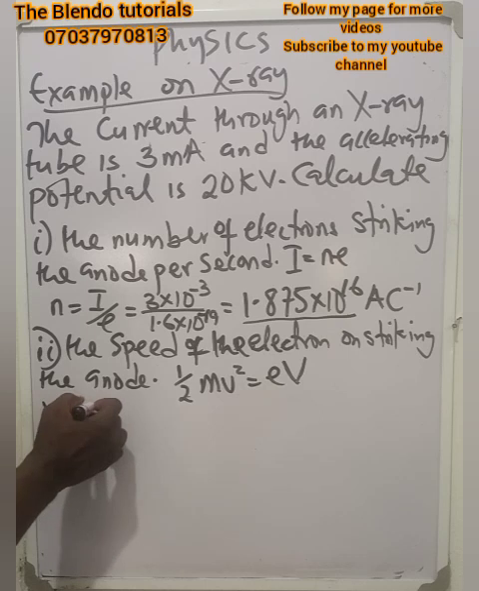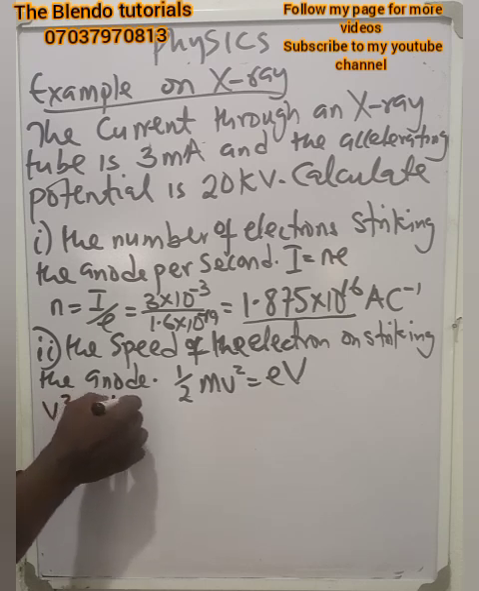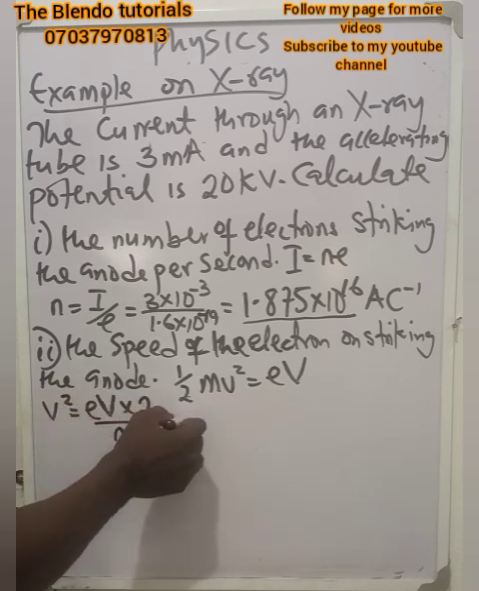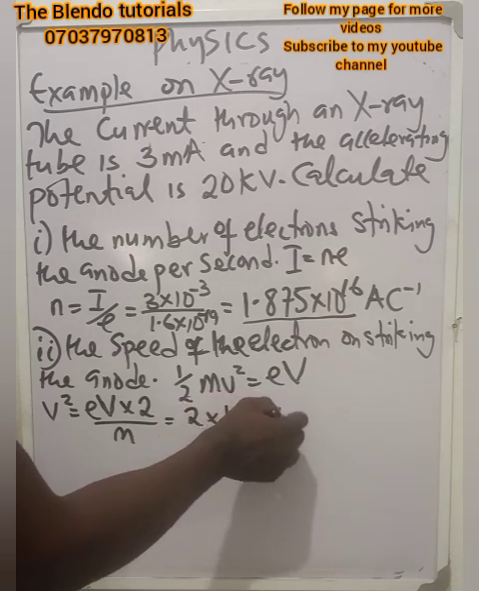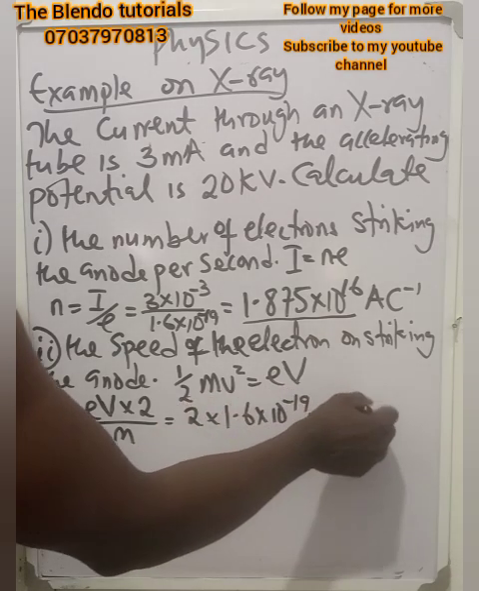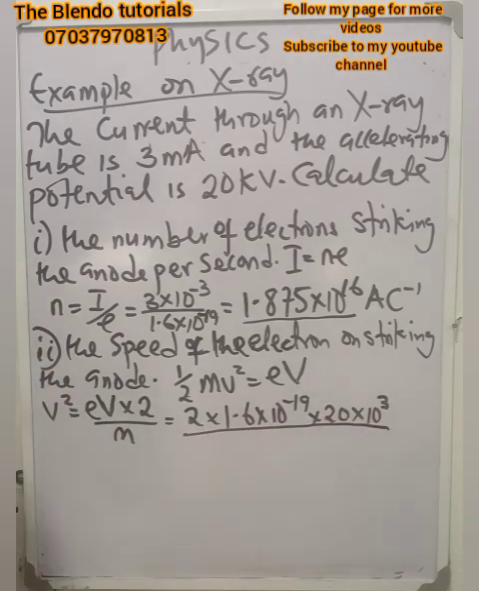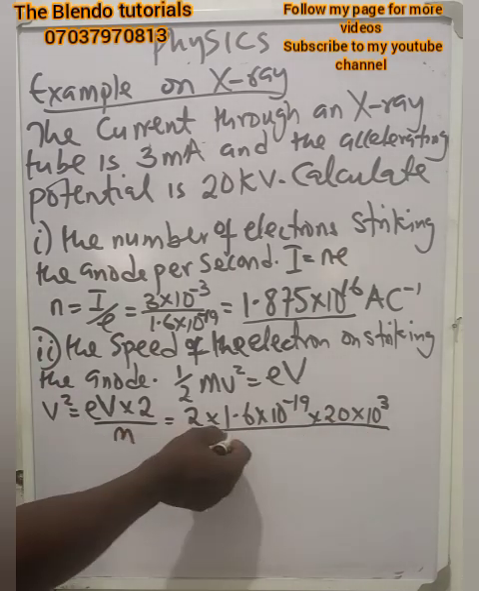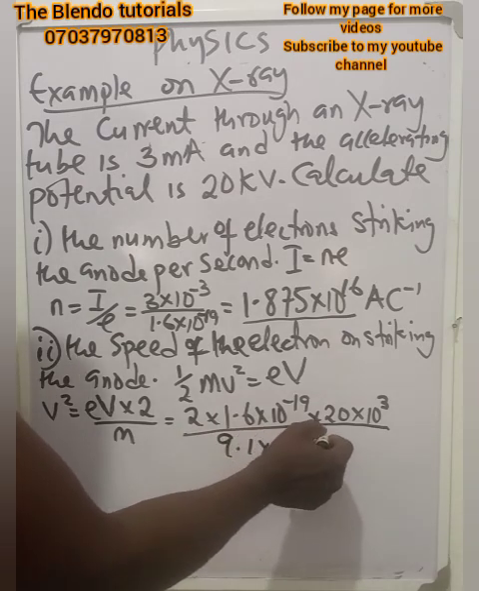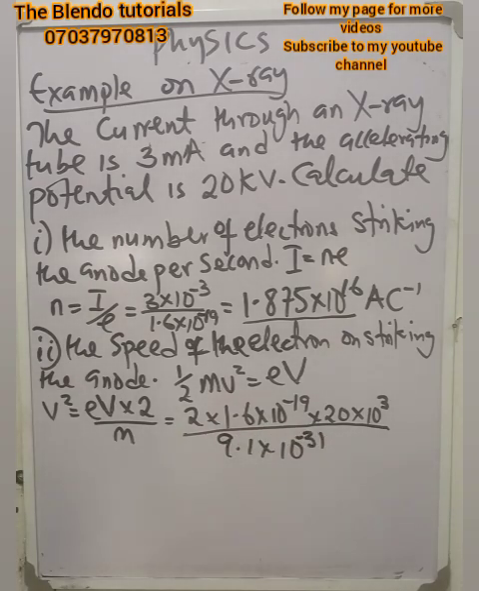Then the speed of the electron on striking the anode is given by half mv squared equal to eV. This is a very important formula you need to know. Make v squared the subject, just like the previous question. Then 2eV over m: you substitute 2 times charge times voltage over mass. Mass is always 9.1 times 10 raised to the power minus 31, that is the mass of the electron.